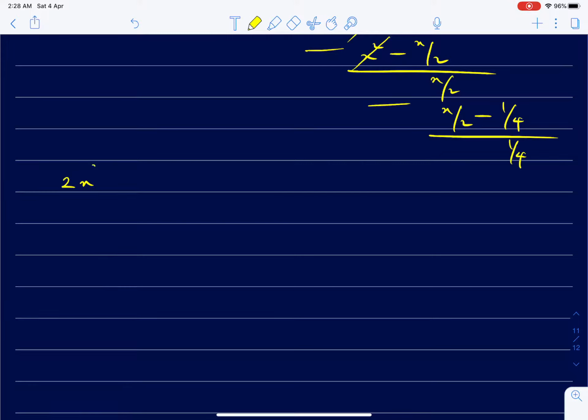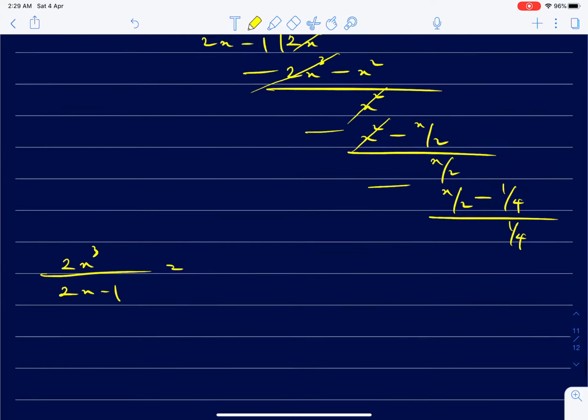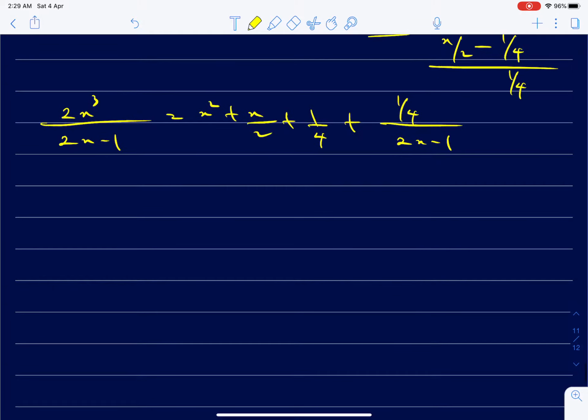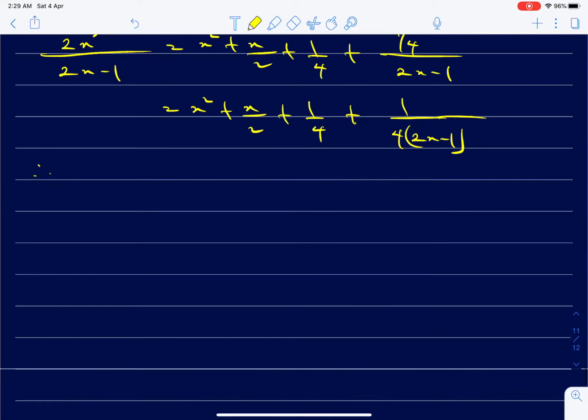2x cubed divided by 2x minus 1 is the same as x squared plus x over 2 plus 1 over 4. That's the quotient, x squared plus x over 2 plus 1 over 4, plus 1 over 4 divided by 2x minus 1. And this is the same as x squared plus x over 2 plus 1 over 4 plus 1 over 4 times 2x minus 1.